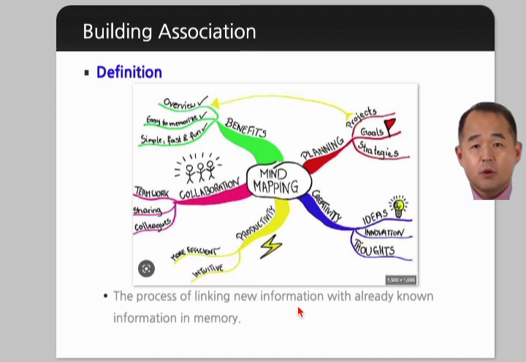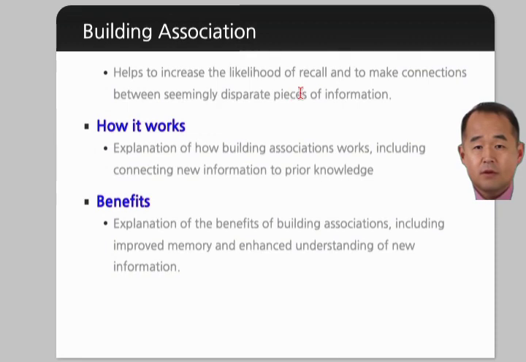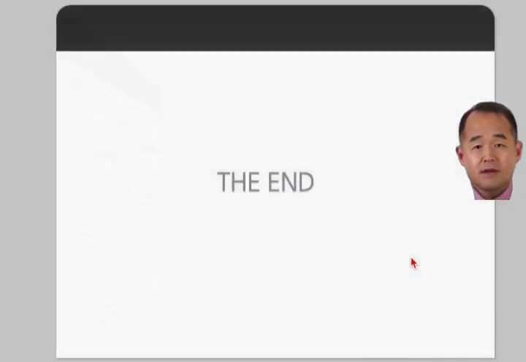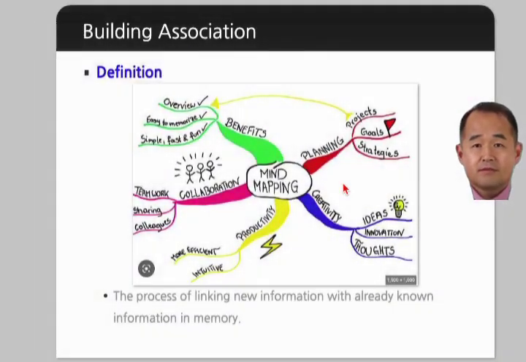Finally, let's talk about building association. Building association refers to the idea that information is better remembered when it is connected to other related information. In the classroom, this can be done by encouraging students to make connections between related concepts and organize information in a meaningful way. For example, you can create mind maps that visually represent the connections between related concepts.